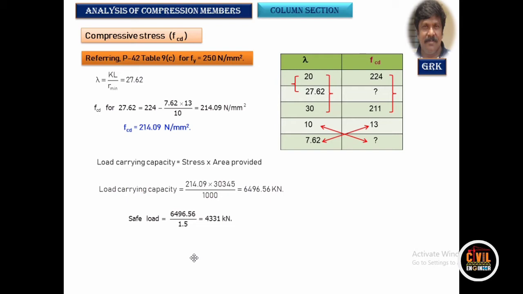We will move on to the AutoCAD session, the 3D model session, and have a look at the different types of columns. Then we will continue with the problem.